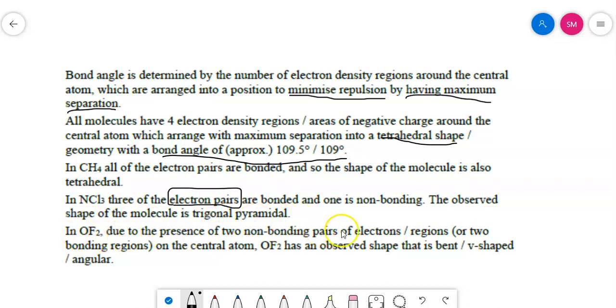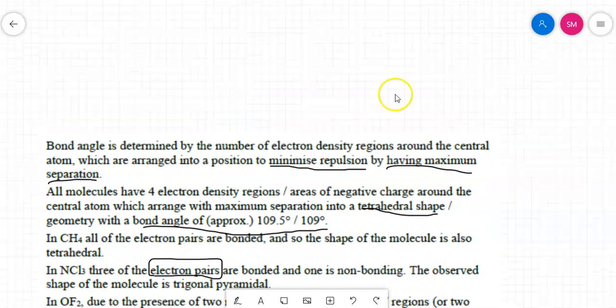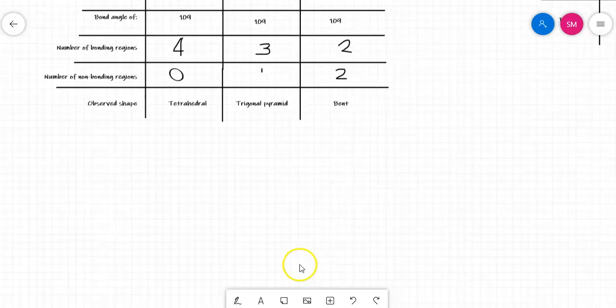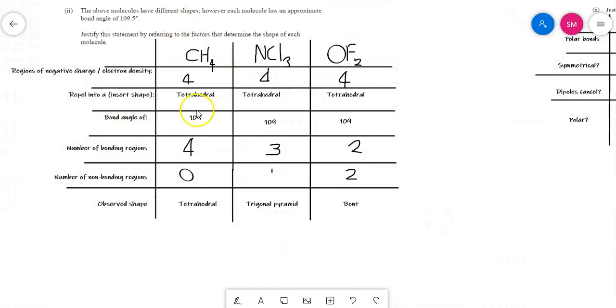OF2, due to the presence of non-bonding pairs of electrons, so 2 non-bonding pairs, 2 bonding regions around the central atom, so it has a bent or V-shaped shape. And so that's how we would answer this question. So just including all of the information that we have on this table here.